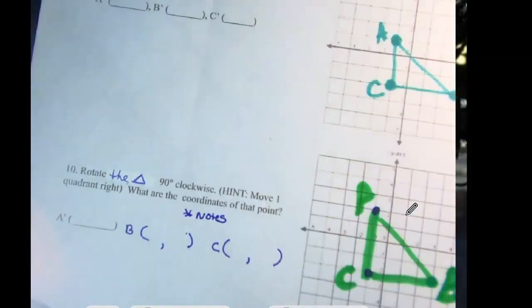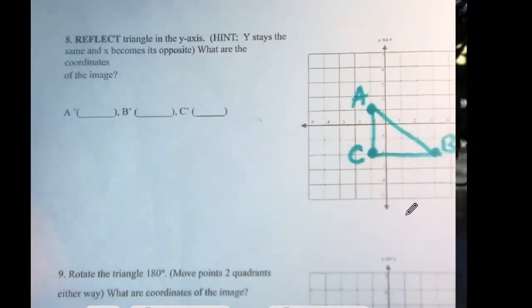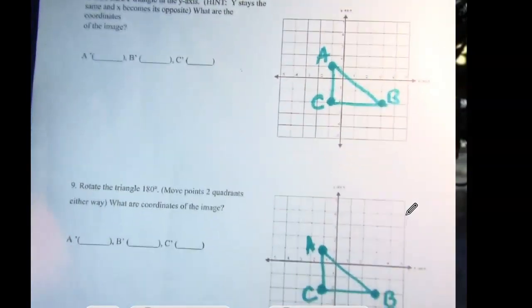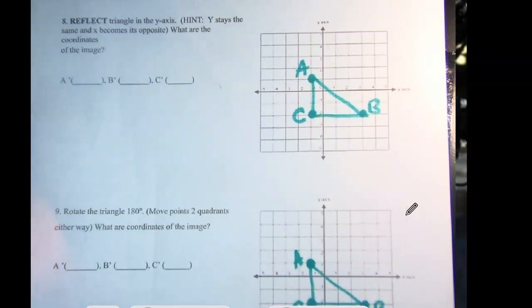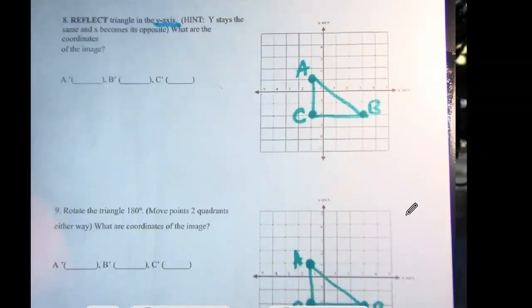Okay, let's go to the second page of the practice quiz. So this is where we actually have a reflection. Remember, a reflection is a little bit easier just to do on the graph. We had said we are going to make sure we highlight if it's in the X or the Y. So this wants us to reflect in the Y axis.